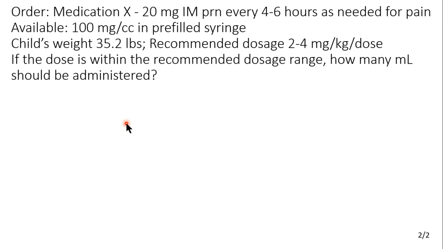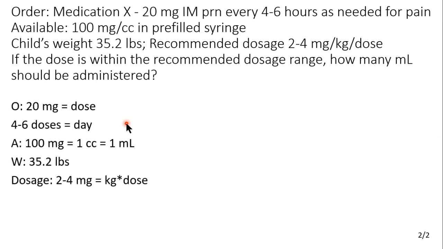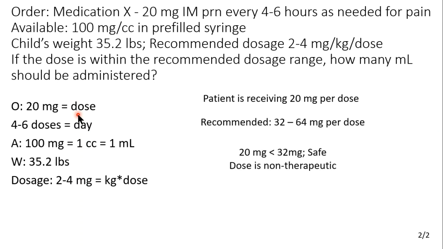Now, if the dose is within the recommended dosage range, how many milliliters should be administered? So we are told in the order that the patient is receiving 20 milligrams per dose. We calculated previously that the recommended dose is between 32 and 64 milligrams per dose. So we are giving less than the recommended dose, which means it's safe, but the dose is not therapeutic.